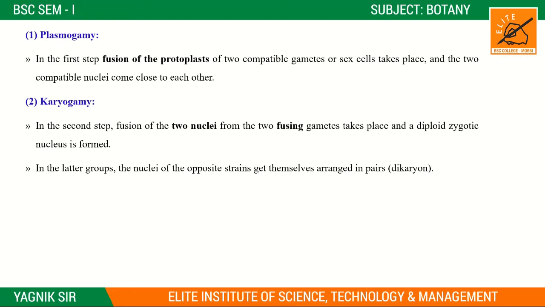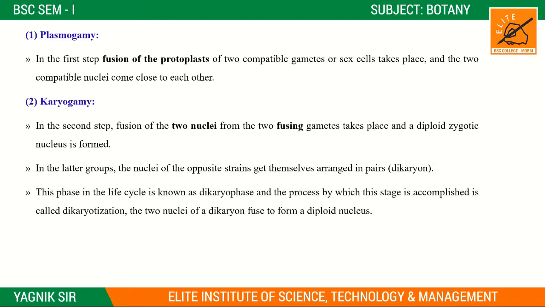That's why they are dikaryons, two different nuclei, not similar, not a monokaryon. Monokaryon means a similar nucleus. Here dikaryon means two different nuclei. So this phase in the life cycle is known as the dikaryophase.